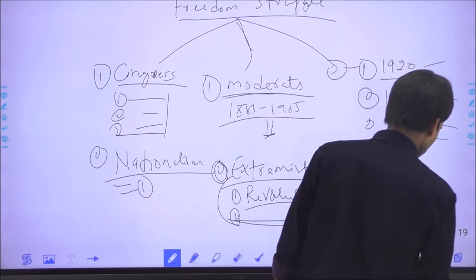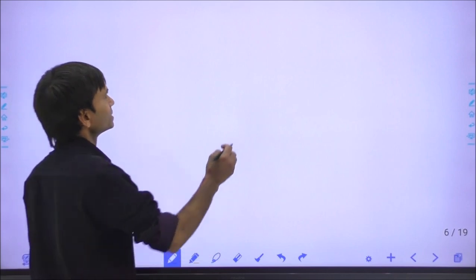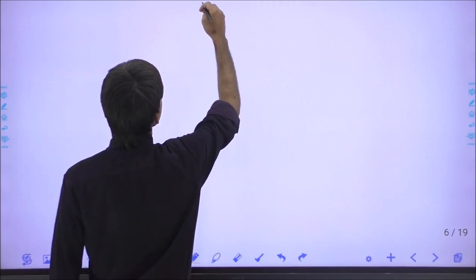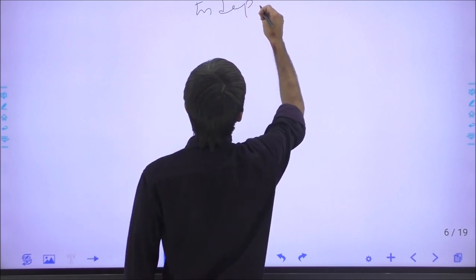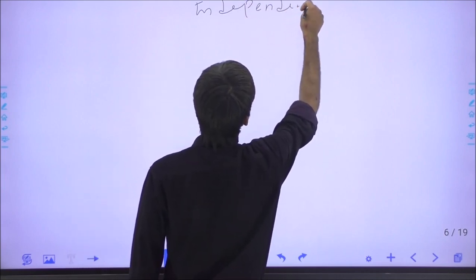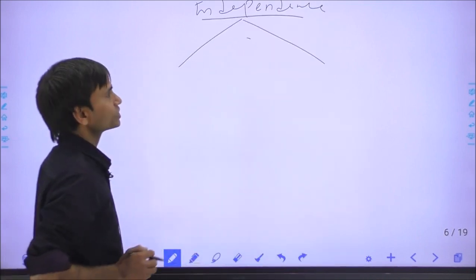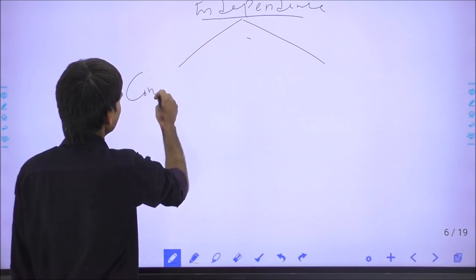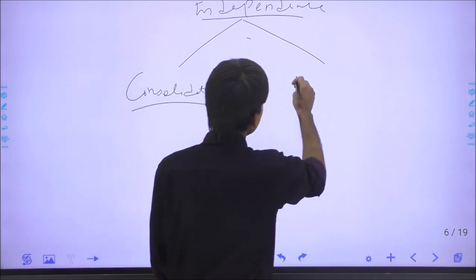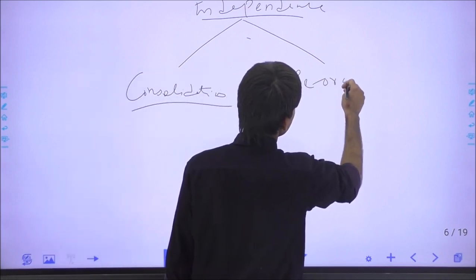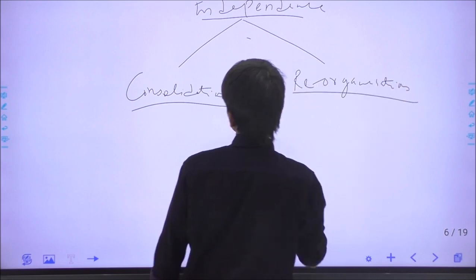The next topic, India after independence. In this topic, it is written by UPSC: after independence, the consolidation and reorganization of India.